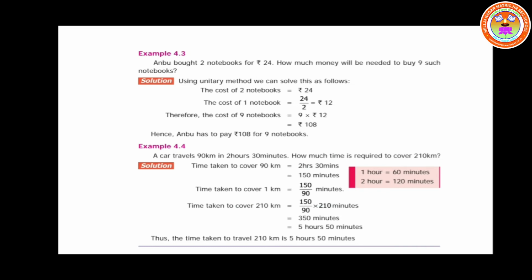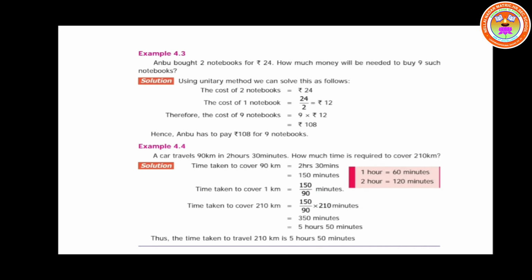So what is the first one I told you? You have to find now the cost of one notebook. How will you find? By division. Now listen to the solution, children. Cost of 2 notebooks equal to rupees 24. So therefore the cost of one notebook equal to 24 divided by 2, which is equal to rupees 12. So therefore the cost of 9 notebooks will be 9 into 12, which is equal to rupees 108. So hence Anbu has to pay rupees 108 for 9 notebooks.